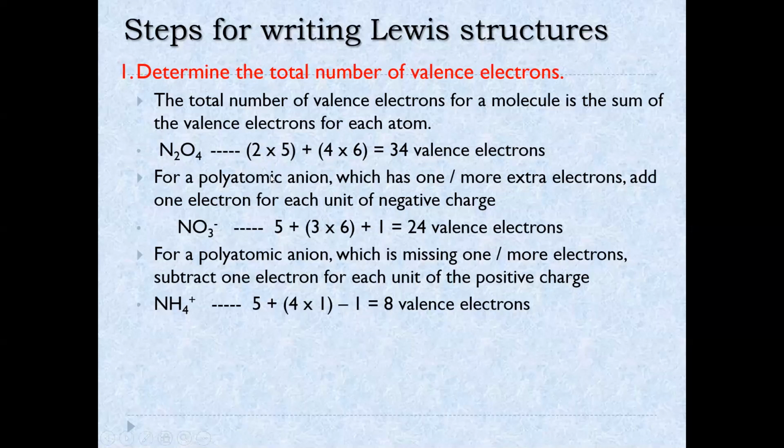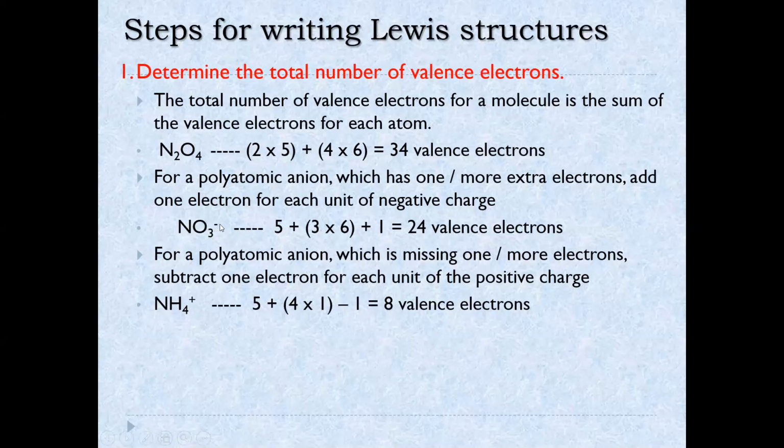Let's look at the anion, NO3 minus. Nitrogen is in group 5, 1 atom of nitrogen, so 5 valence electrons. Oxygen is in group 6, 3 atoms of oxygen. So that would be 3 times 6, 18.